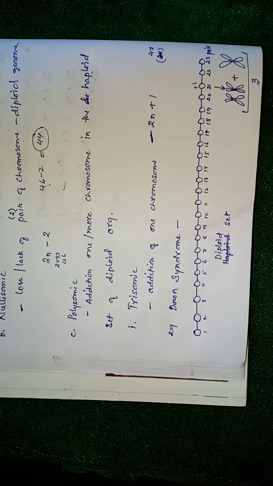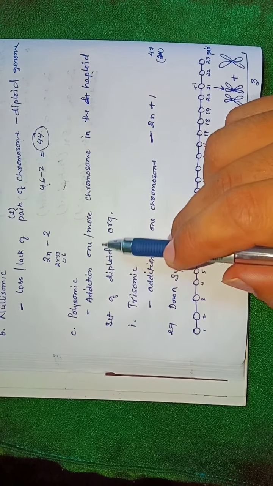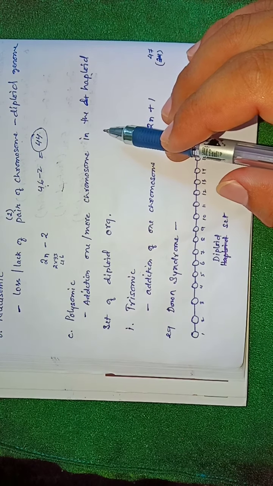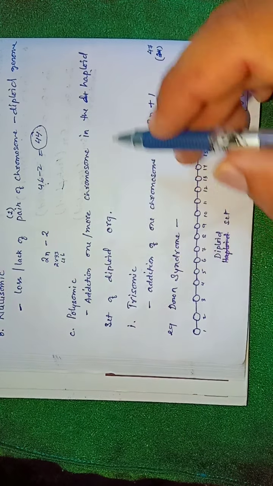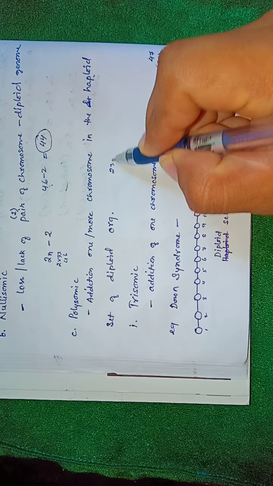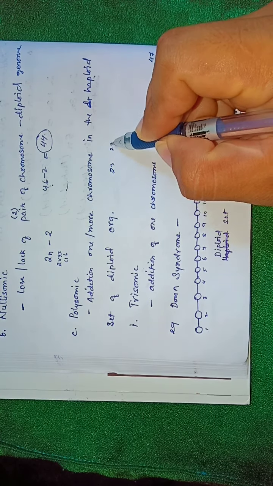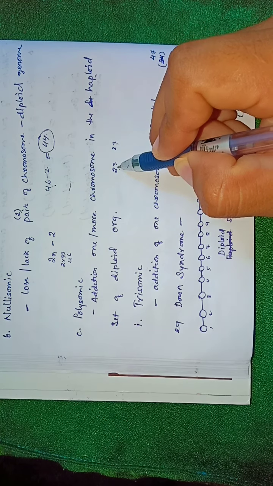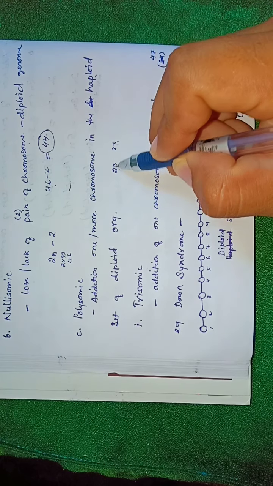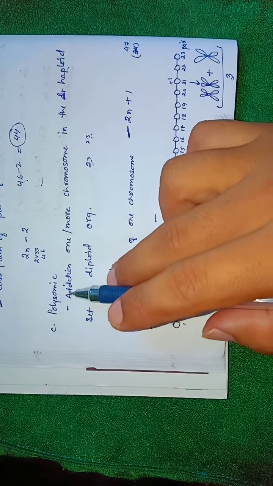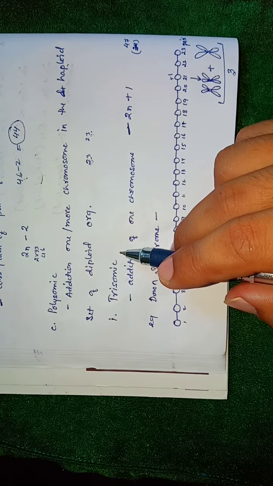In polysomic, there is an addition of one or more chromosome in the haploid set of diploid organisms. Now, the haploid set here we are referring to, I told you, in human there are two haploid sets, 23, 23. So addition of one or more chromosome in this or this. These together form 46 chromosome, but the addition of chromosome in either of these, either here or here, since these two sets are referring to haploid and haploid.